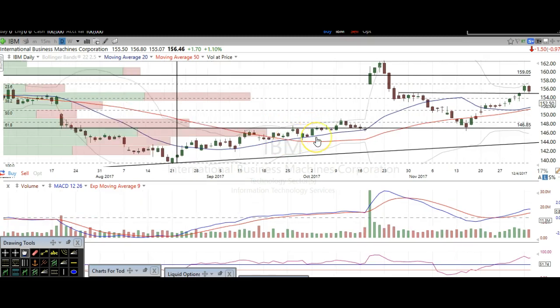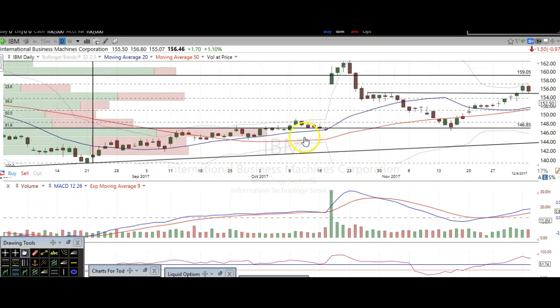Rejected there, that's resistance. Zooming in here, you can see it acted as resistance for about 4 days in a row. We couldn't break over it. And then on this day right here is when we broke over it and it turned into support. You can see we came back into it right here and then bounced huge.